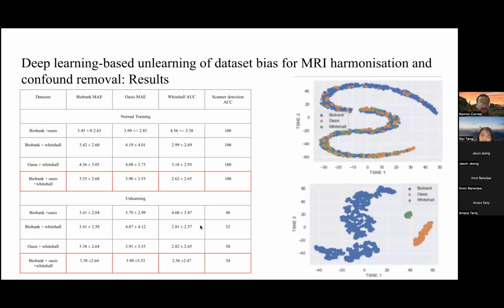Yes. So using all 3 data sets, the model performs best, regardless of whether you're doing normal training or unlearning. But the unlearning seems to do slightly better on most of them. And then also it loses the ability to detect the scanner where it's coming from. And just to compare how different each of the scanners were, here are the TSNE embeddings of the features before and after the unlearning process.